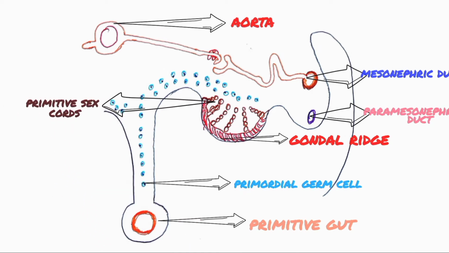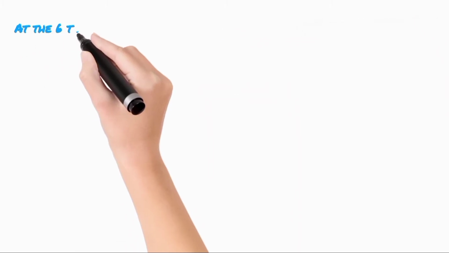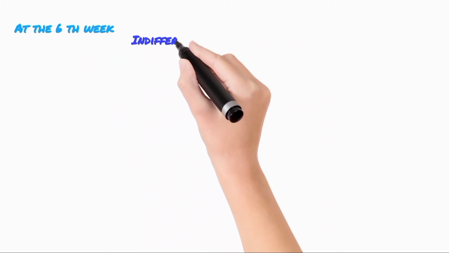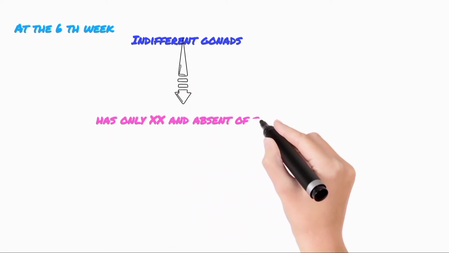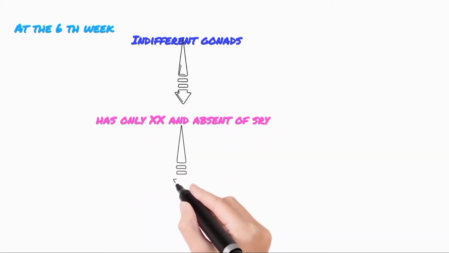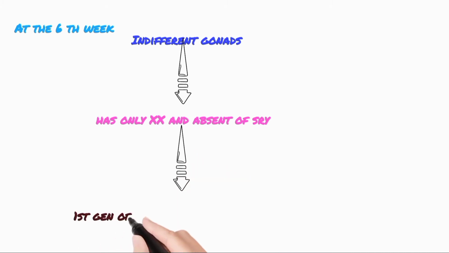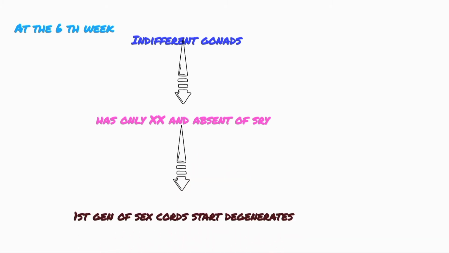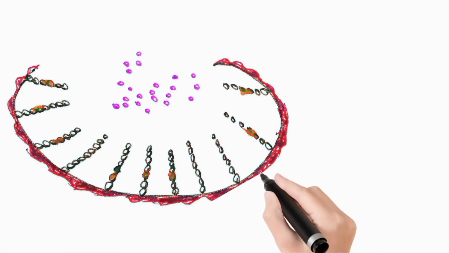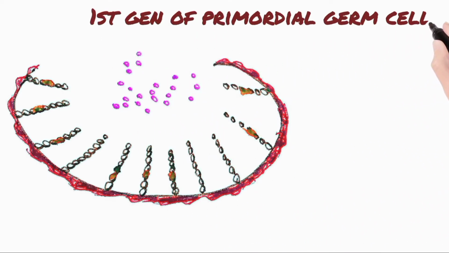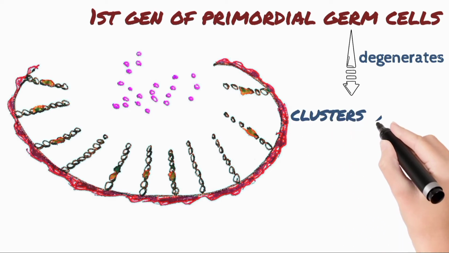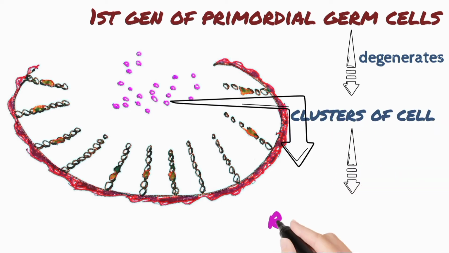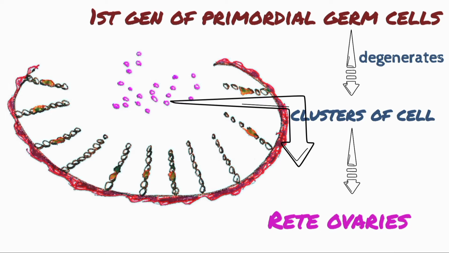If the primary germ cell has only XX chromosomes, it undergoes ovarian development. If it has XY chromosomes, it undergoes testis development. When the XX chromosome is identified, the primordial sex cord degenerates into a cluster of granulosa cells. The cluster of granulosa cells is known as the rete ovarii.